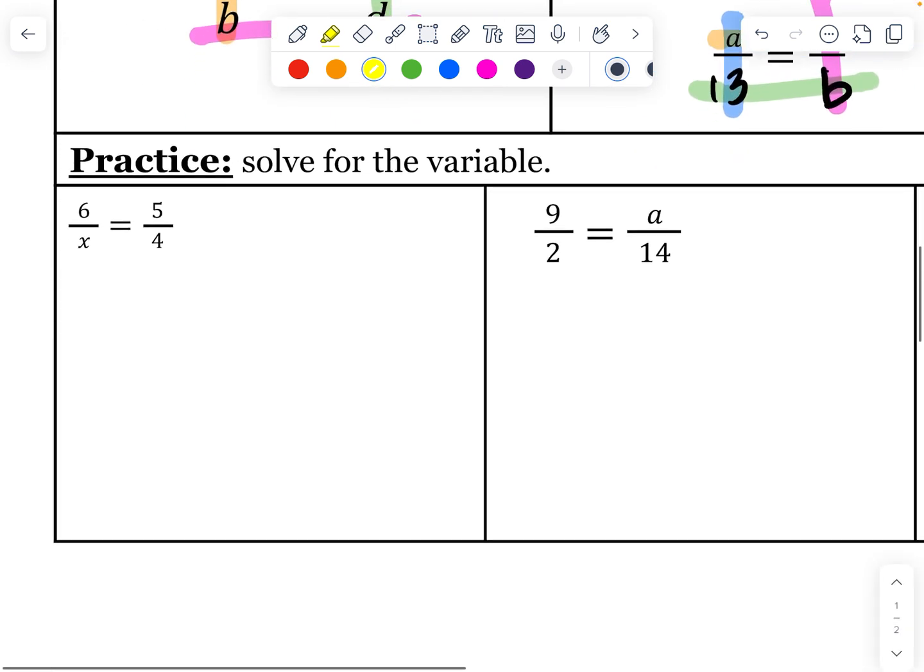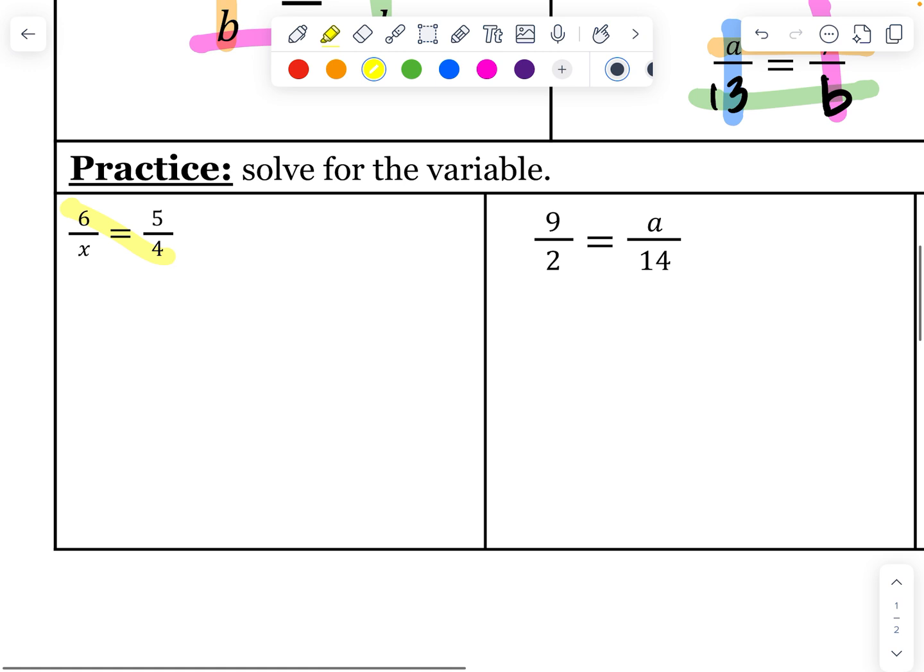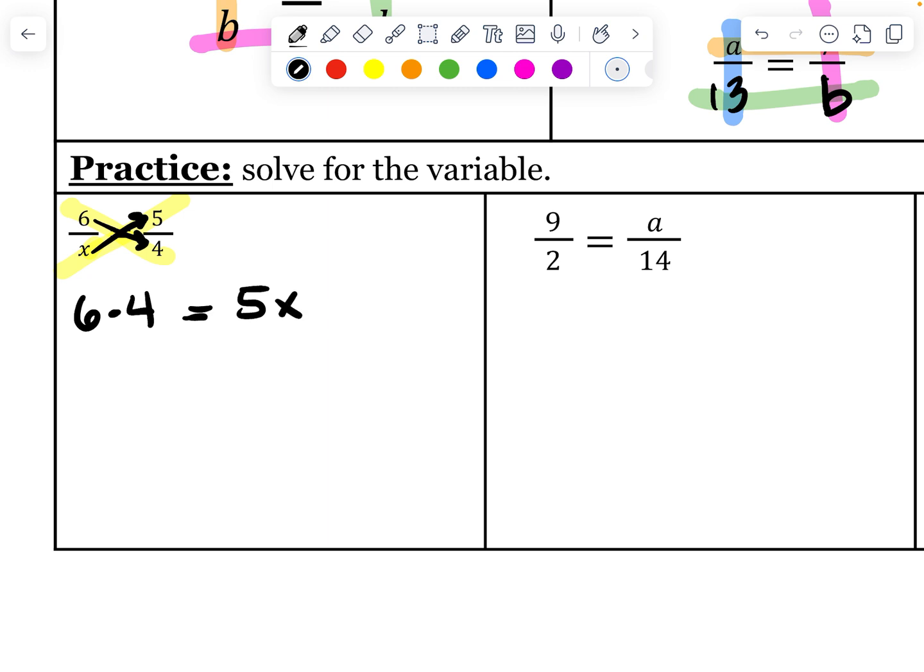So here, if I were to set up a cross multiplication problem, what this ends up being is 6 times 4 is equal to 5 times x. Okay? Doesn't matter what order you write it in, it's all going to be the same. So 24 equals 5x. So x is going to be equal to 24 divided by 5, which is 4.8, it's a decimal.